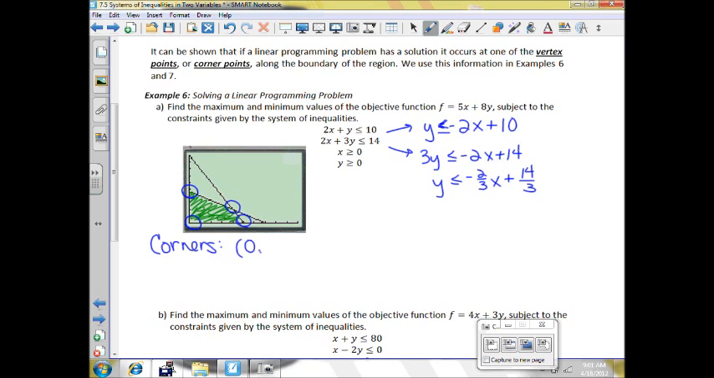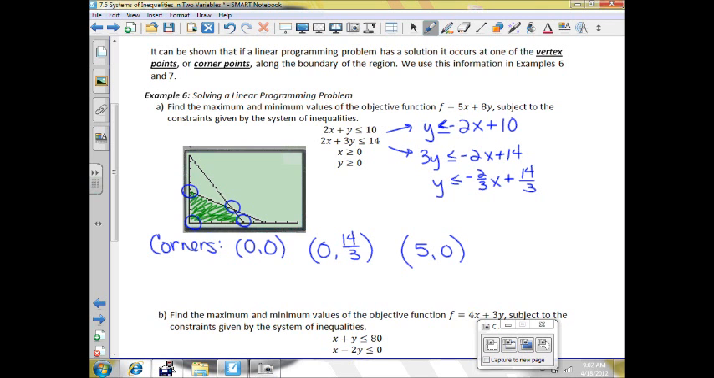So our corners should be pretty easy. One we have at 0, 0. Another one we have at our y-intercept. Our y-intercept happens where x is 0. So that will be at 0 and 14/3. We'll have another one at our x-intercept. Our x-intercept happens where y is 0. In this case here, it's going to be 5.